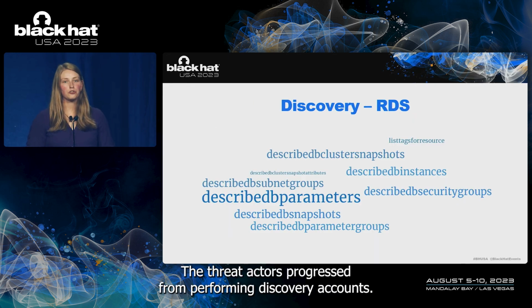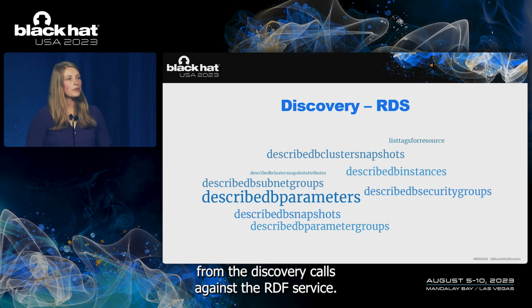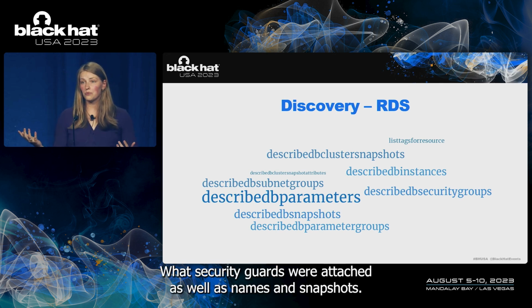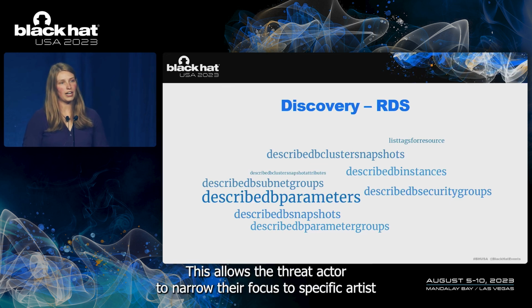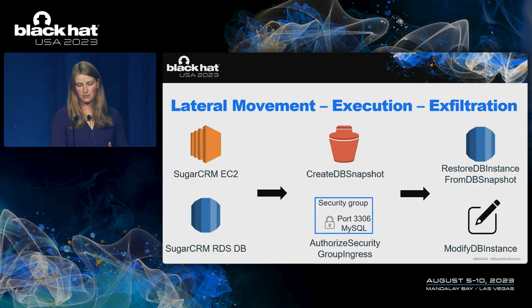The threat actors progressed from performing discovery against all the accounts to taking action on various services. From the discovery calls against the RDS service, the threat actors were able to get database names, what security groups were attached, as well as names of snapshots. This allows the threat actor to narrow their focus to specific RDS databases of interest for data exfiltration.